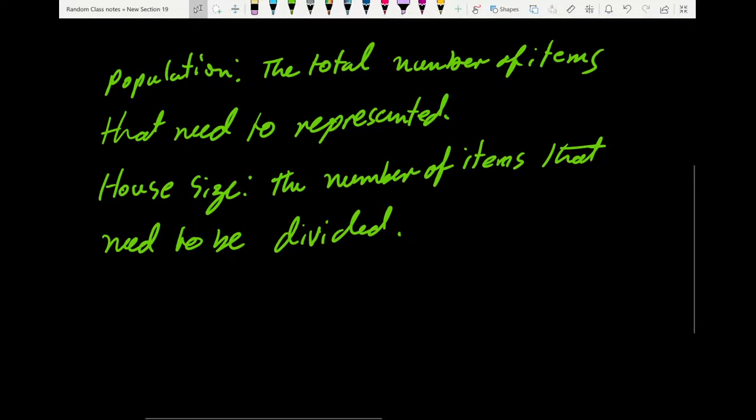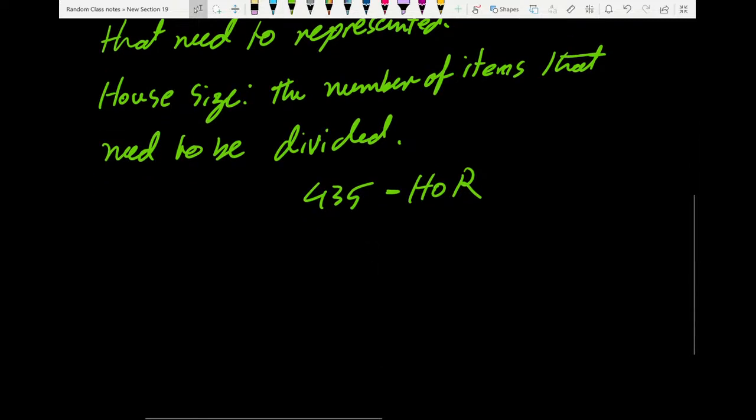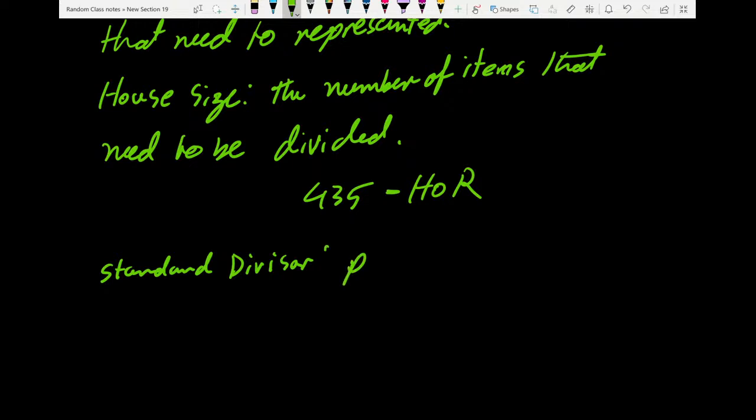Okay, so we have 435 House of Representatives, right? So how do we divide this 435 amongst the total population we have? So we have 50 states. Each state gets how many, and then we look at what each state's population is, and that's how we work it. So that's called the standard divisor, which is population divided by house size.